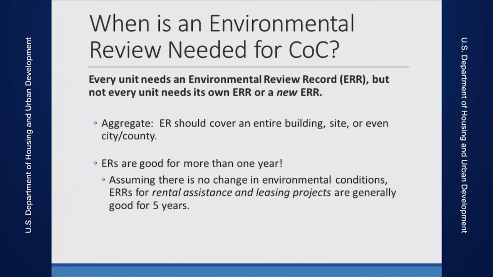It's much easier if you define each project as broadly as possible so that you only have to do fewer individual reviews. For project-based rental assistance, a good scale is to review an entire building or complex in one review. For tenant-based rental assistance, we recommend looking at the entire locality as a whole, and we'll talk more about how that works in a few minutes. It's also not necessary to do a new review every time a lease is renewed, a new tenant moves in, or every year. A good rule of thumb is to revisit environmental reviews every 5 years to confirm that conditions haven't changed.